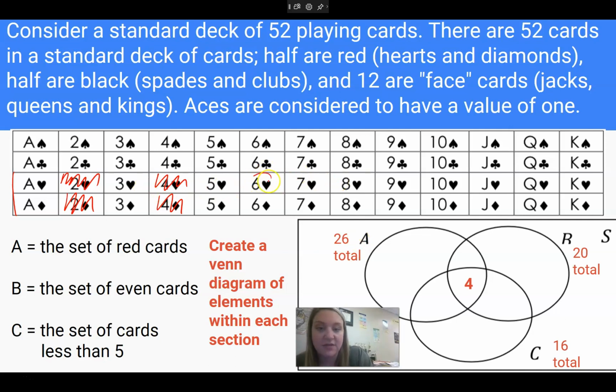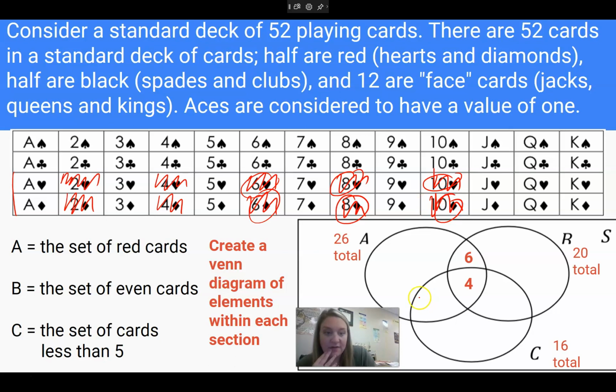So I'm going to stay down here. So we have my 6s, my 8s, and my 10s. That's 1, 2, 3, 4, 5, 6. That is 6 cards that are red and even. All right, cross them out when I use them. They're gone. Okay.